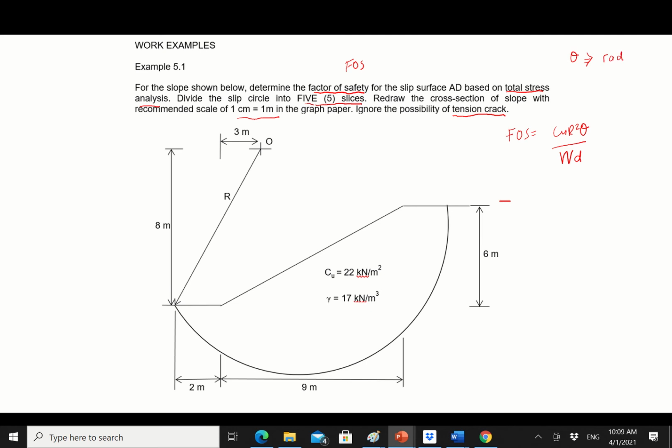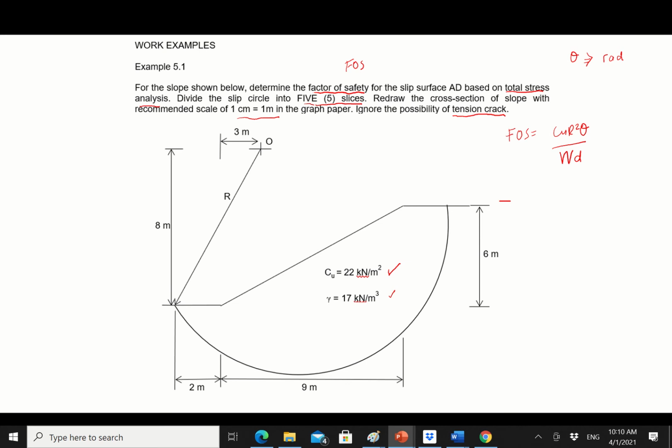So right now, of course, we need to identify the value for Cu. Cu is given in the drawing. This is Cu, which is 22 kilonewton per meter squared. And the other property besides Cu is the unit weight of soil, and the given unit weight of soil is equal to 17 kilonewton per meter cubed. So we have all the requirements needed to redraw this picture on your graph paper.